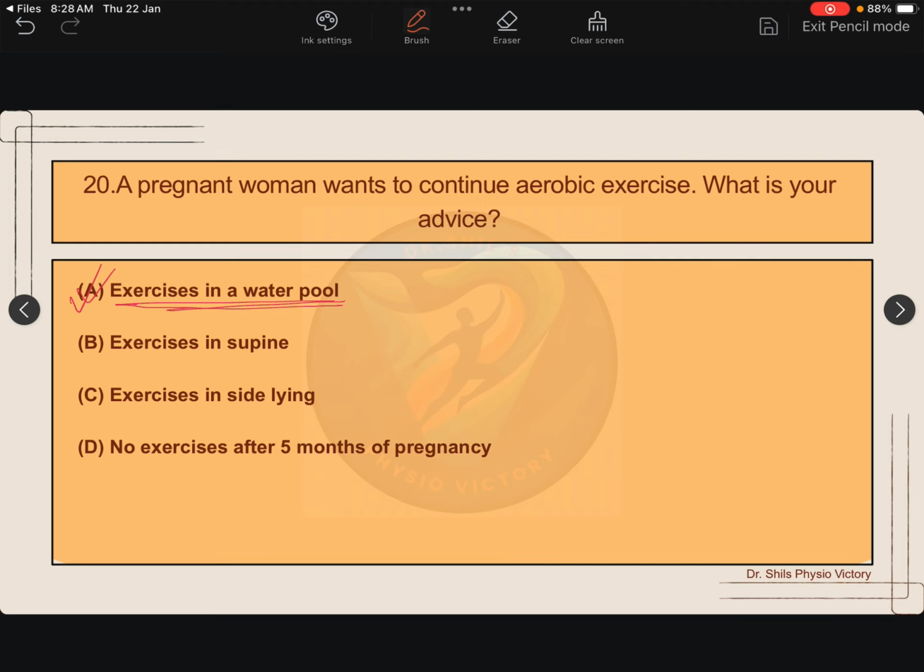It will help. Water exercise provides buoyancy, reduces joint stress, improves circulation. Supine causes vena cava compression. Side lying is not an aerobic exercise, it is for posture. No exercise is an outdated belief.